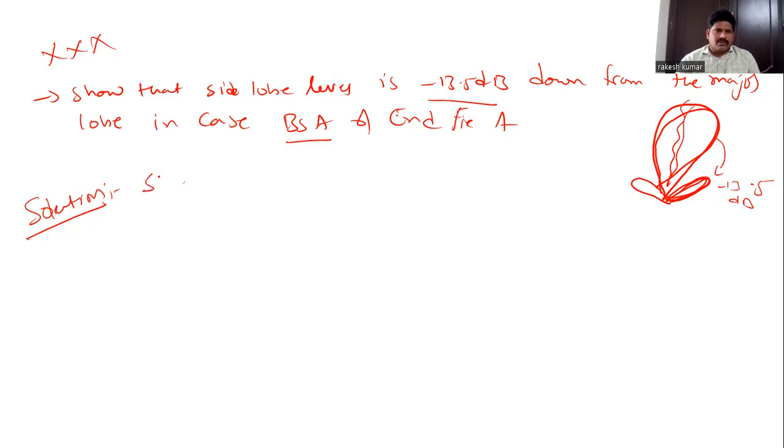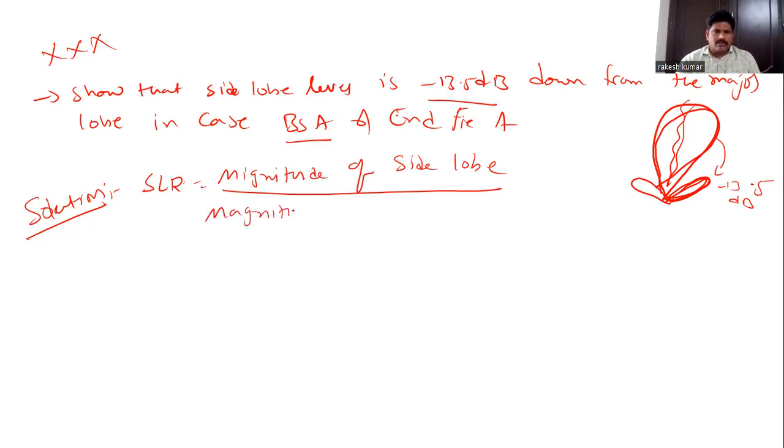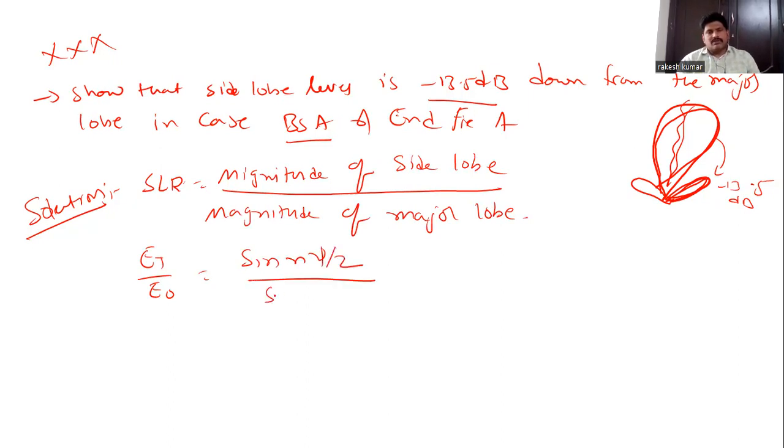So what is the formula for the side lobe level ratio? It is the ratio of the magnitude of side lobe to the magnitude of major lobe. Et by E naught, you know that formula for an n element array, Et by E naught is equal to sin(n psi by 2) by sin(psi by 2).